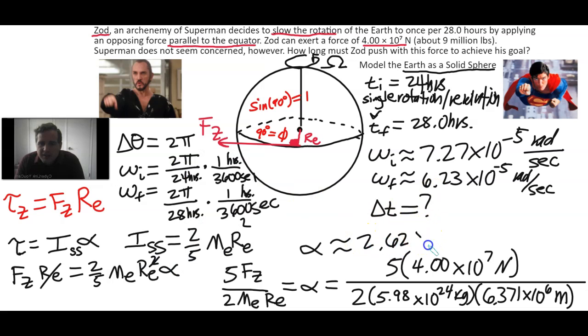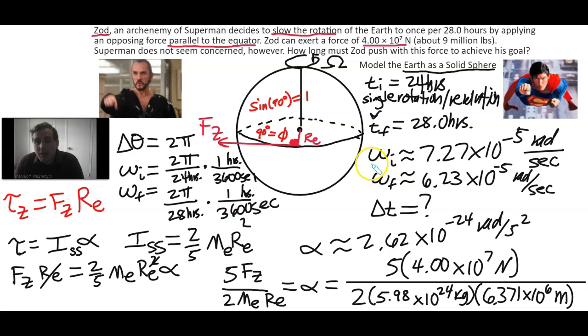2.62 times 10 to the minus 24th radians per second squared. Now notice this is a pretty small angular acceleration. That's because the Earth is extremely massive, has a huge rotational inertia. But General Zod pushes with a very large force, but still doesn't seem to be slowing the Earth all that much. And General Zod wants to change the rotation rate of the Earth by several hours per revolution. So let's see how long this would take him.